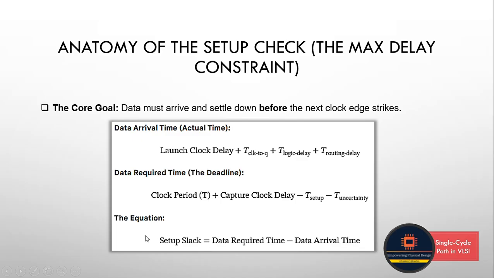Now how does the equation for setup work? Setup slack is equal to data required time minus data arrival time. That means data required time should always be more than the data arrival time. That means the data must reach before the required time. That's the only thing. Now I'll explain it.